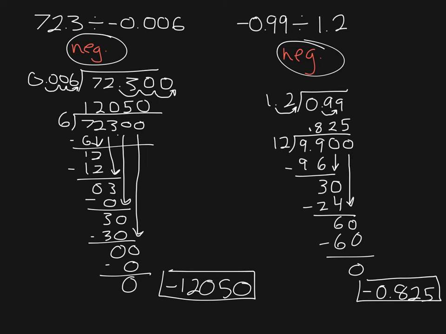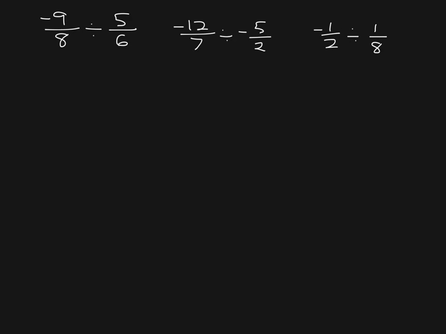Alright, that's it for our decimal examples. Let's check out a couple of fraction examples before we wrap up here. These are going to be pretty quick. The easiest way to divide fractions is actually to take each division problem and rewrite it as a multiplication problem. So instead of negative 9/8 divided by 5/6, I can rewrite this as negative 9/8 times 6 over 5. I can change it from a division problem to a multiplication problem by flipping the fraction.